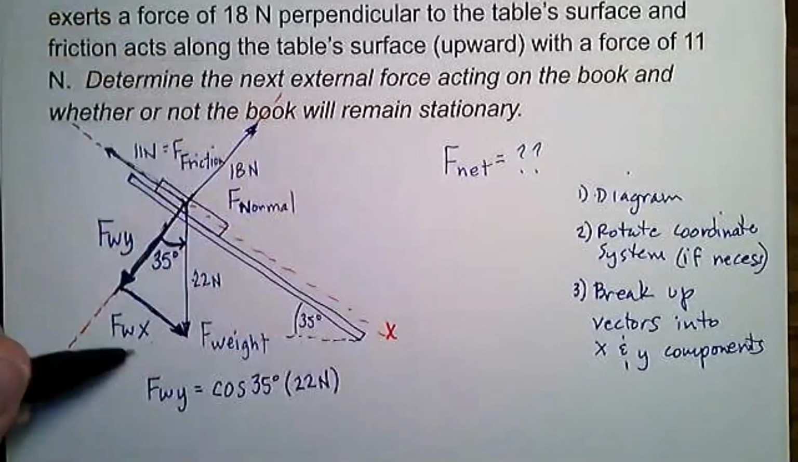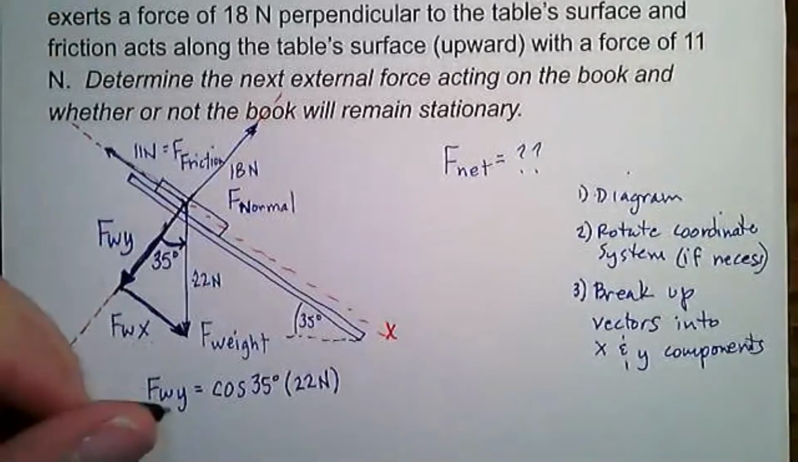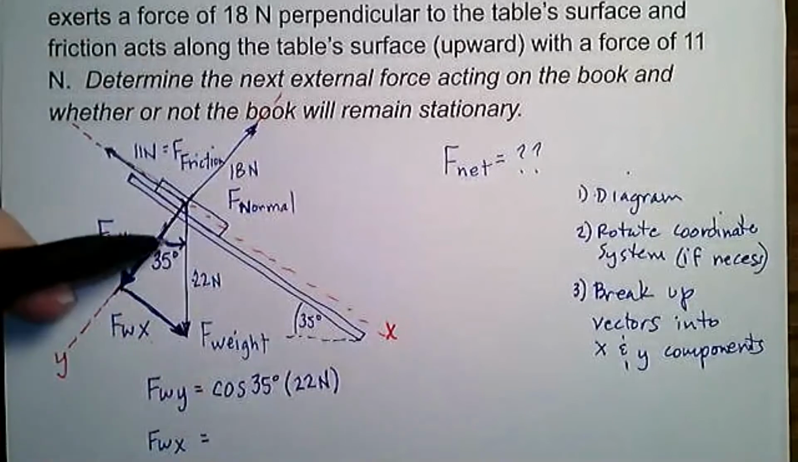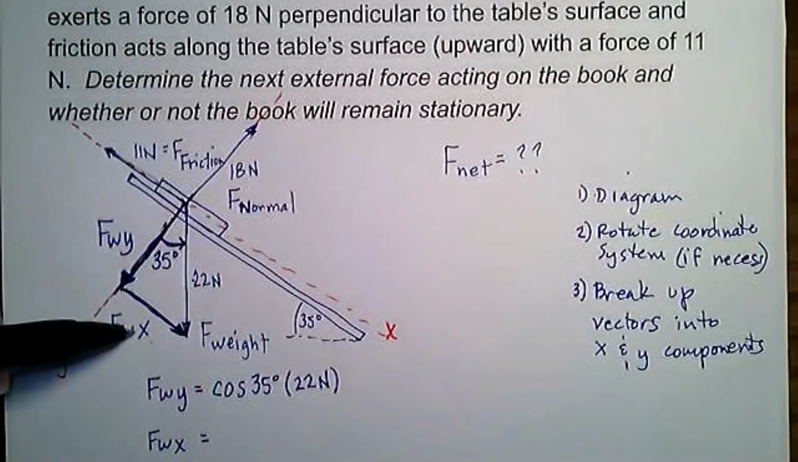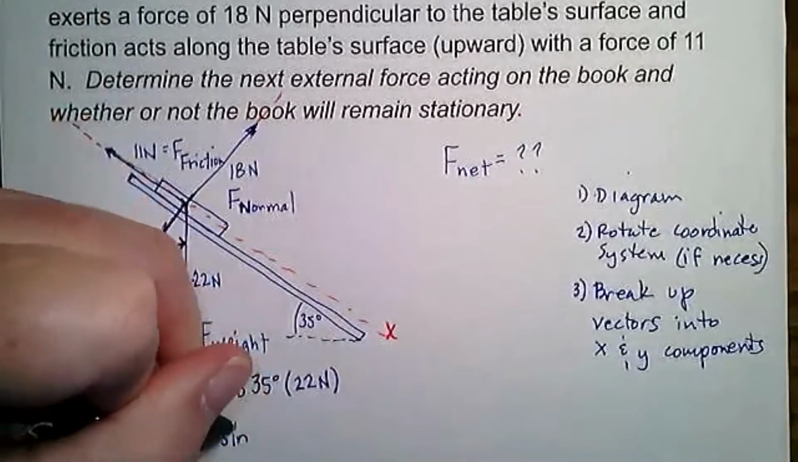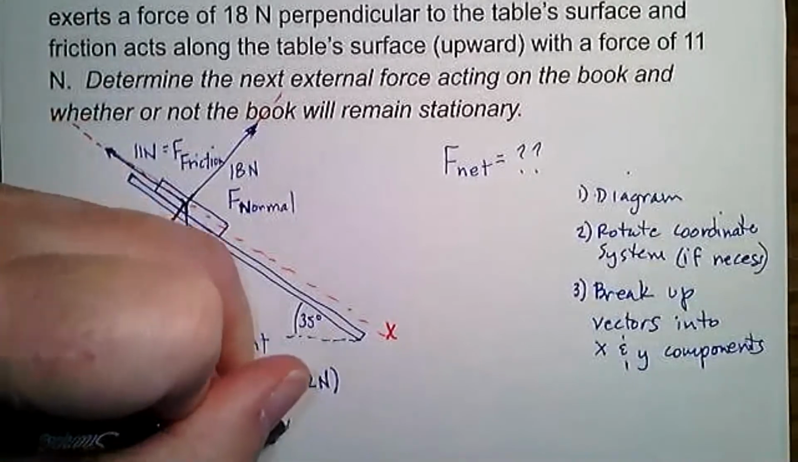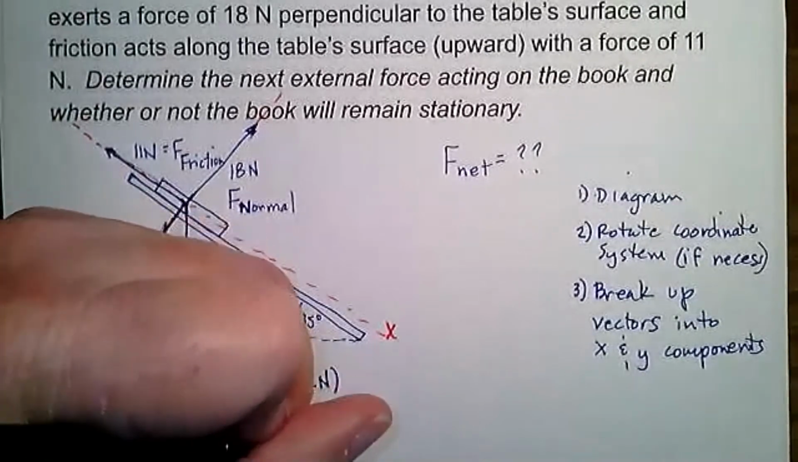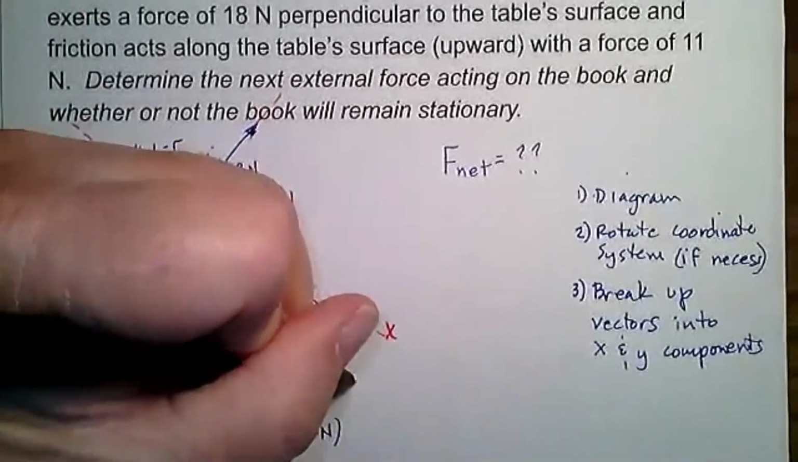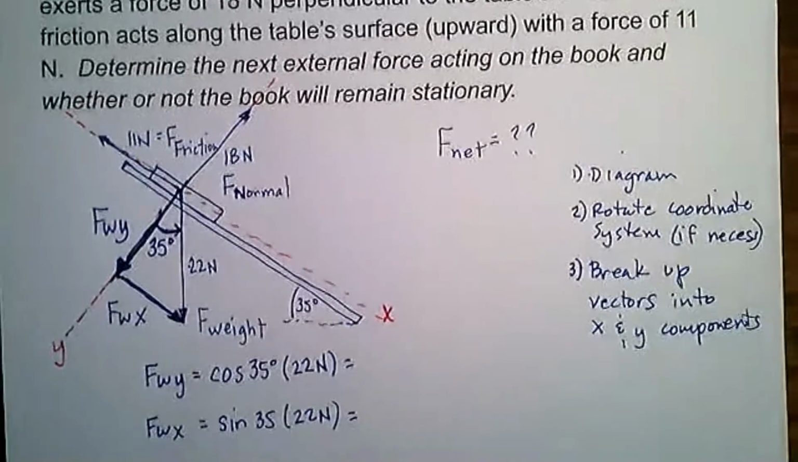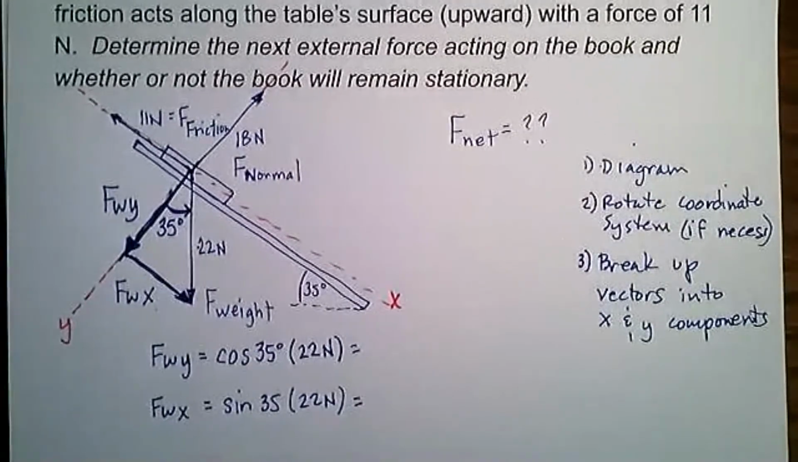We can do the same thing for FWX, except in this case, FWX is the opposite side from the angle, so we would use sine here instead. So we'd say sine of 35 times the hypotenuse, which is 22 newtons. So at this point, I can actually figure out what these two are. I need to go grab my calculator, though. So I will be right back.